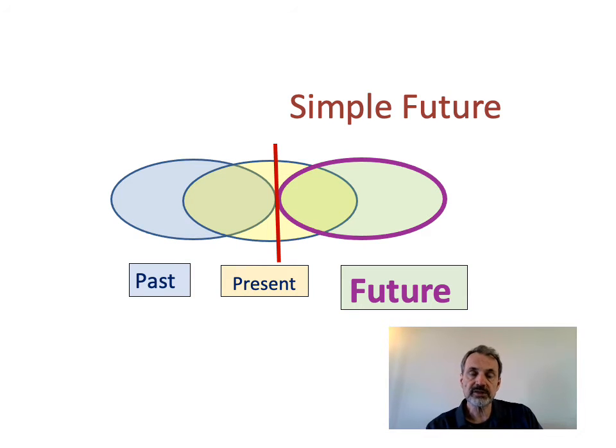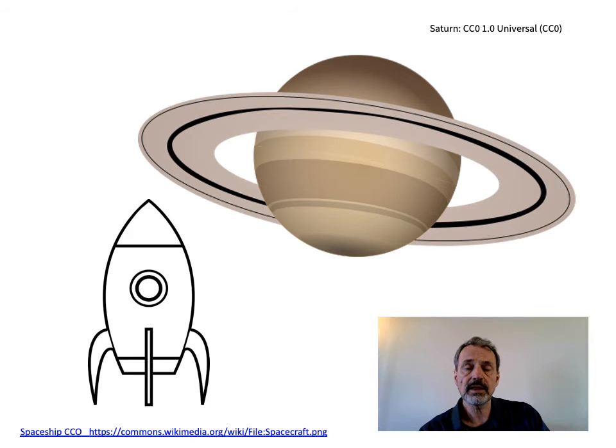The same is true for the future. The simple future is for things that are not true or don't happen now, but will be true or happen in the future. For example, in the future, we might travel to Saturn and maybe we will take a vacation there.